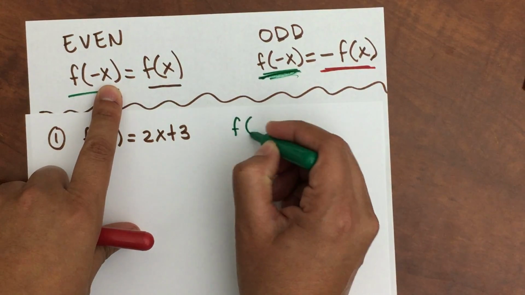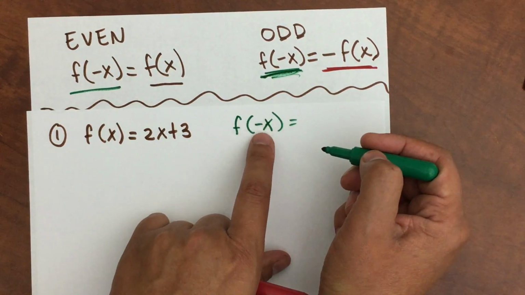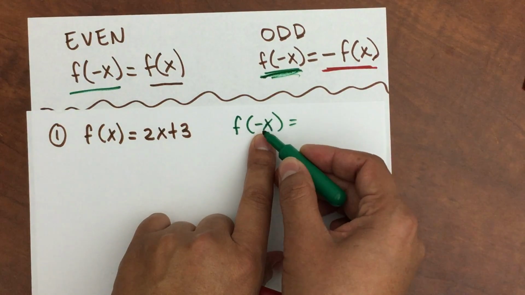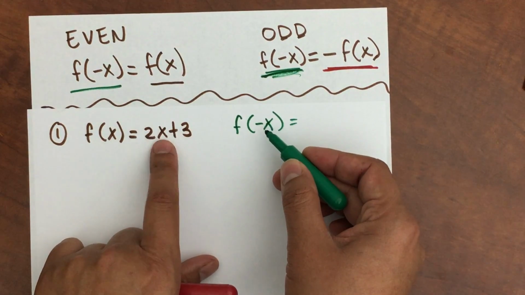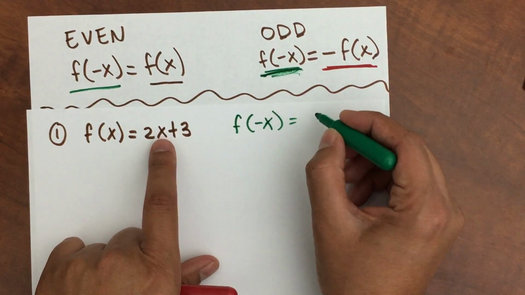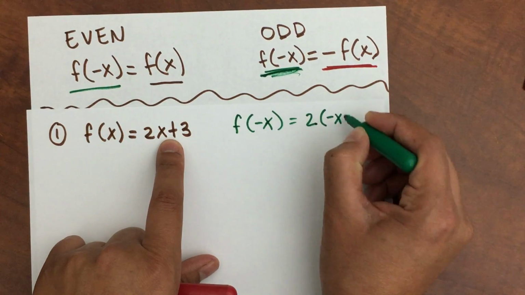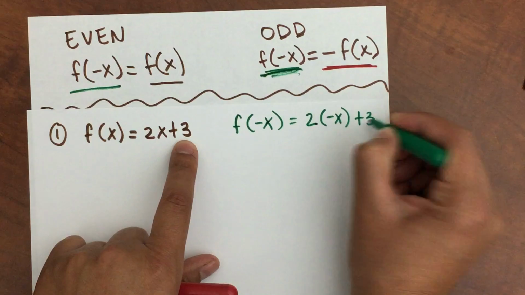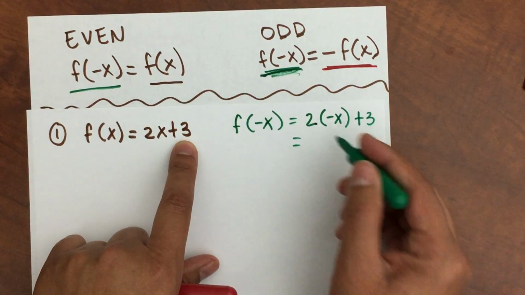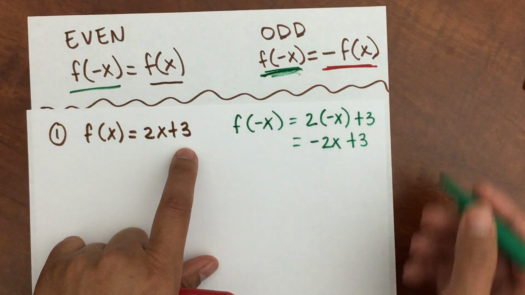So f of negative x, what this means is don't write x in here, replace it with negative x. Every x is going to be replaced with negative x. It's going to be the 2, I replace the x with negative x, and plus 3. So in here, positive 2 times negative x is negative 2x. And then you just bring down the 3.